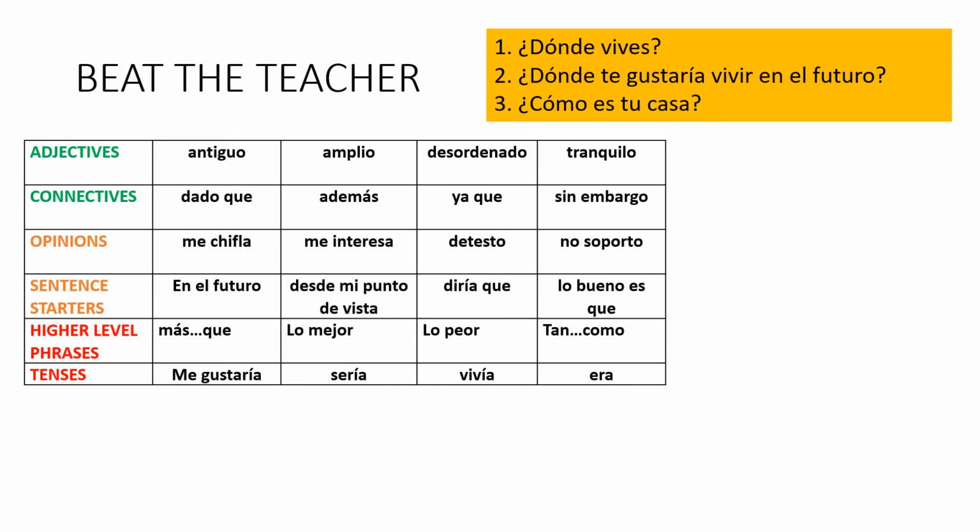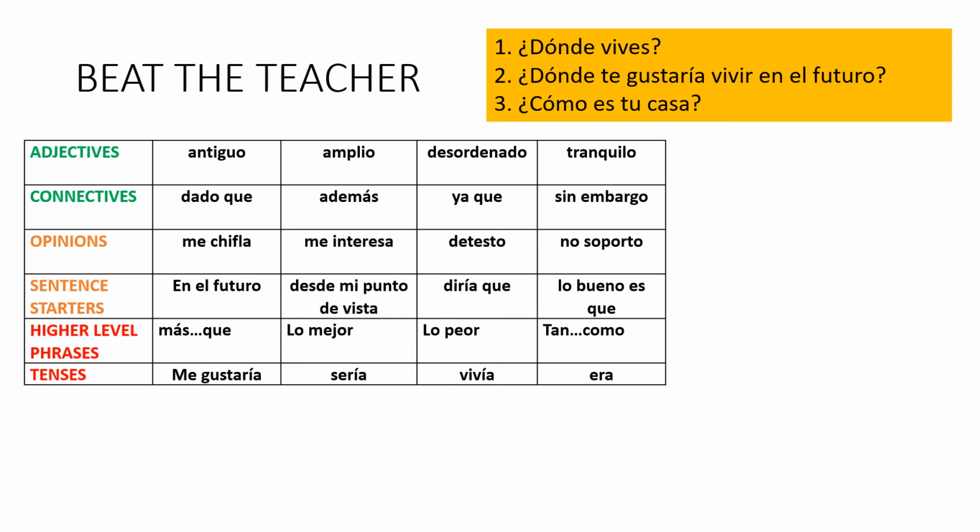So I think it would be beneficial to you to copy out this table and annotate it. So basically you've got the Spanish and then you write the English above it or next to it or whatever, because this is some really good vocab. So antiguo means old. Amplio means big or spacious. Desordenado would be unorganized or messy. Tranquilo is quiet or calm. Dado que is very similar to porque, so it means because or given that. Además means furthermore. Ya que means the same as porque, so again because.